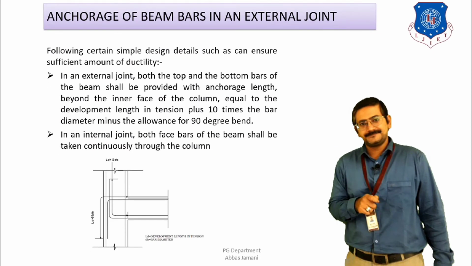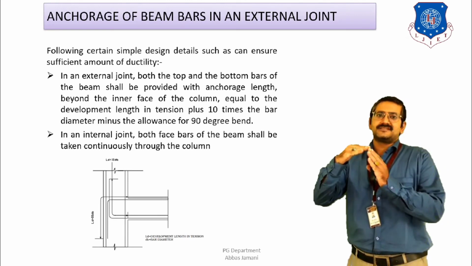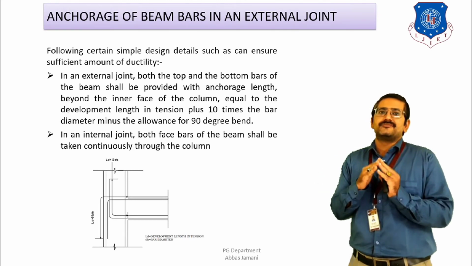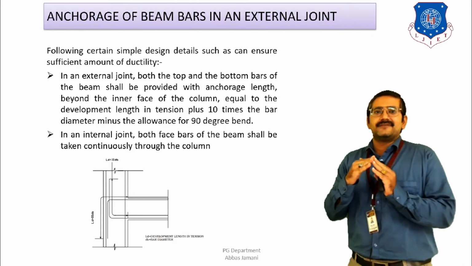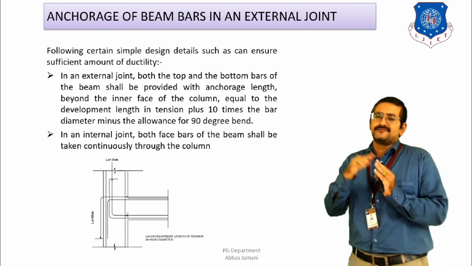Next we come to the anchorage of beam bars in the external joint, that is the beam column junction, right? Because we have talked about the beam column junction also, that these two elements are going to be cast monolithically, and they will act together, and as a result the transfer of forces is going to be there from one member to the other member.